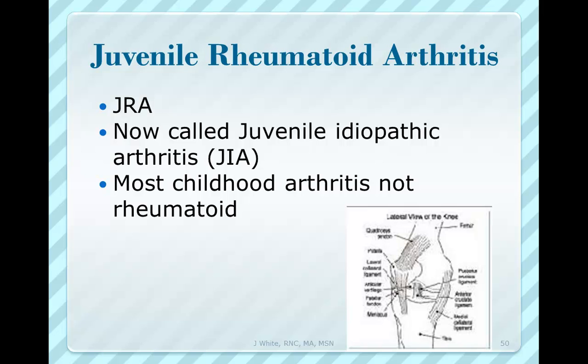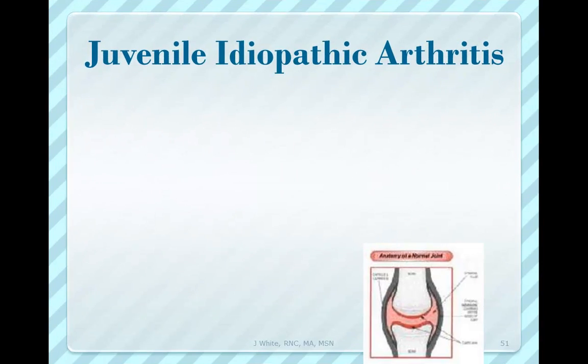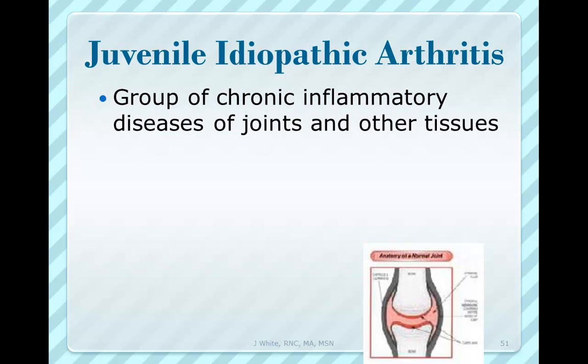Okay, juvenile rheumatoid arthritis. Now it's really juvenile idiopathic arthritis. They changed the name because the majority of these are not rheumatoid, but they are idiopathic. We don't have a cause for them. When you think of JIA, you would want to think of Webster on TV. He was a JIA child. But this is not just one disorder. Again, this is a group of disorders that involve chronic inflammation of joints and other tissues.